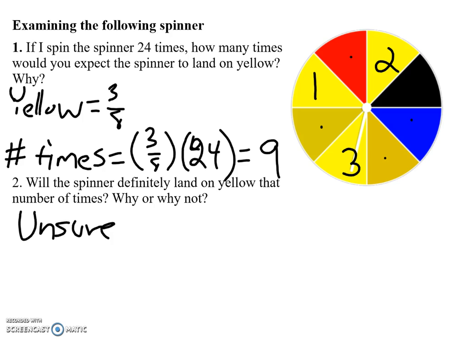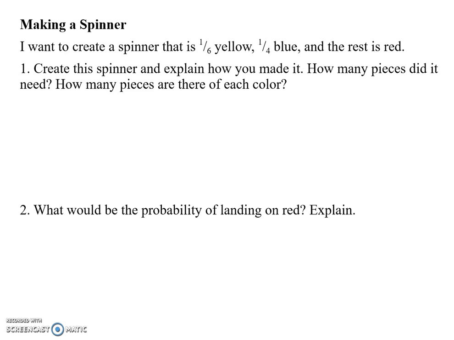The thing is, if I continue to spin the spinner more and more times, say 1,000, 10,000, 100,000 times, I would be more and more close to the 3/8 probability. So the more I spin it, the closer I'll get to that theoretical expectation. But with this, I can't say for sure. It may or may not happen, so I don't want to say yes, it definitely will.